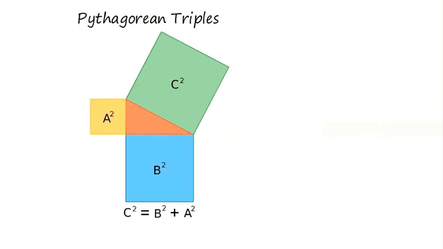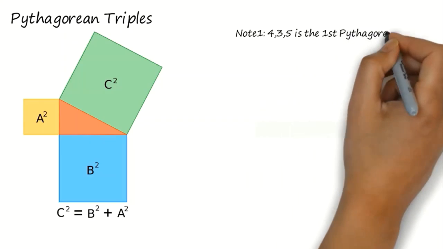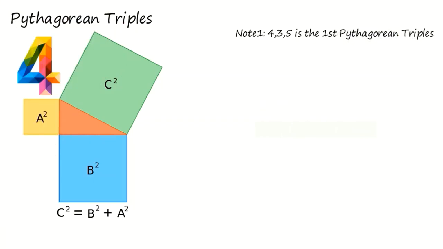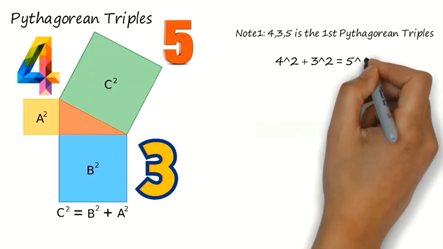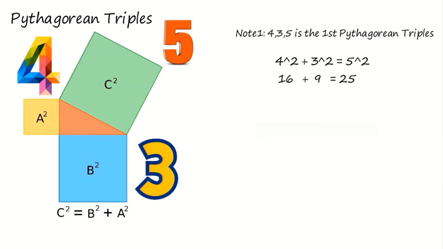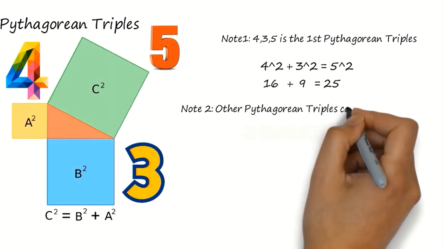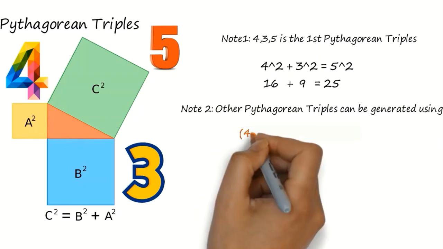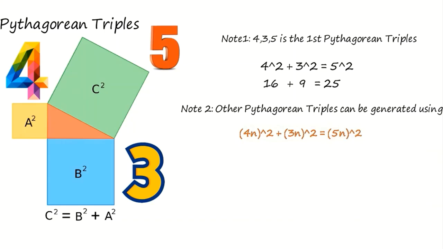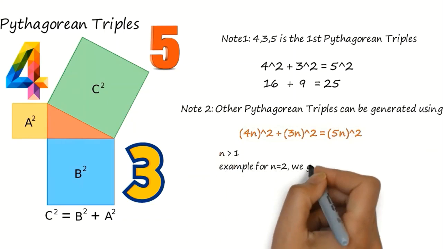The famous example of Pythagorean triples can be explained with the numbers 4, 3 and 5, that is 4 square plus 3 square is equal to 5 square, that is 16 plus 9 equal to 25. Other examples are 5, 12 and 13, which gives 5 square plus 12 square equal to 13 square, and 9, 40 and 41, where 9 square plus 40 square equals 41 square. So we have an endless number of Pythagorean triples, but the trick here is that we can generate them with the help of the first triple, that is 3, 4 and 5.